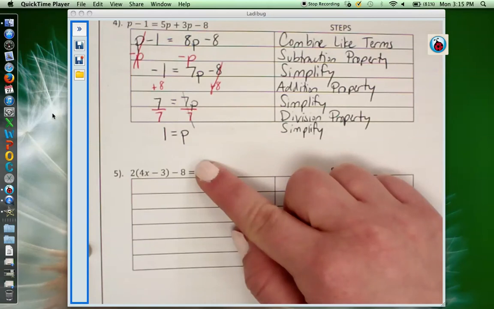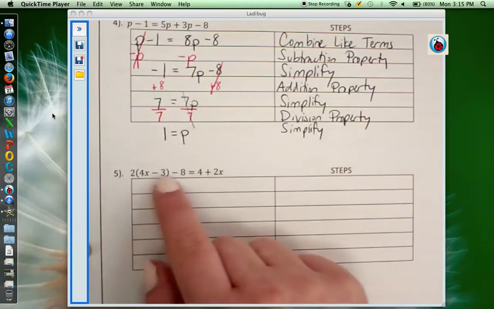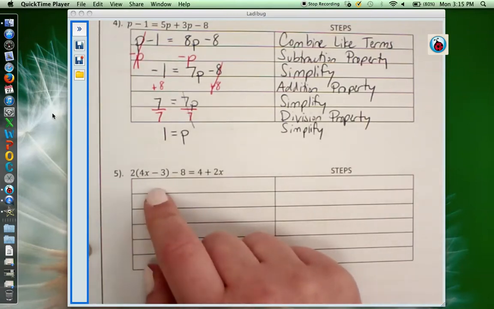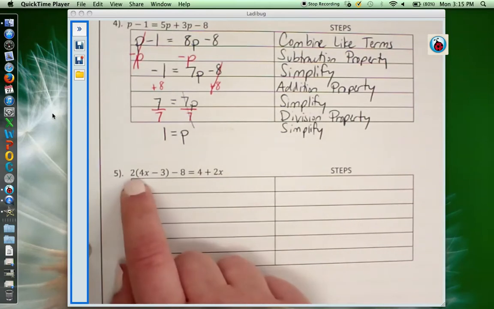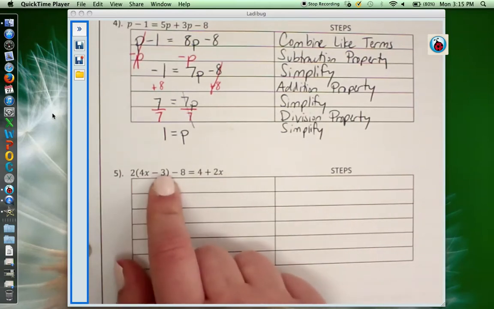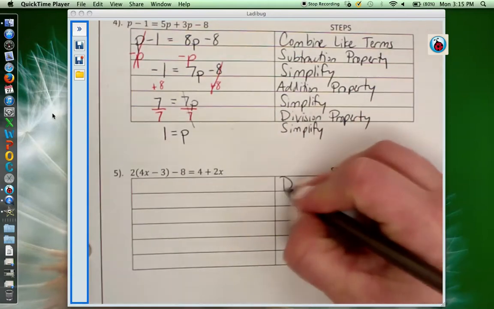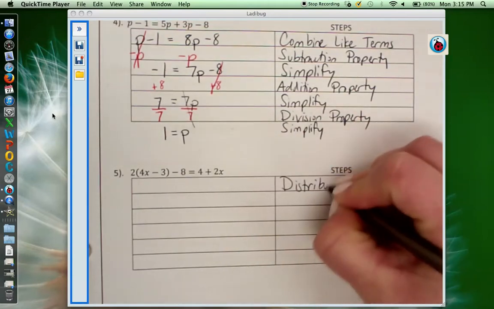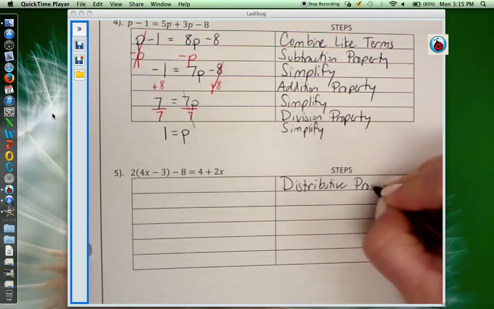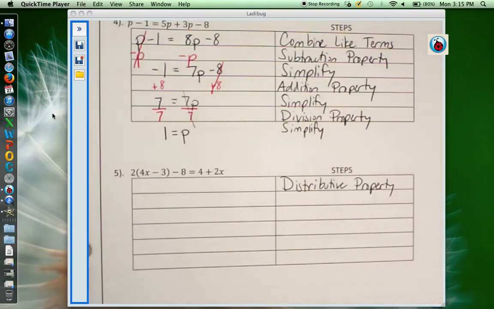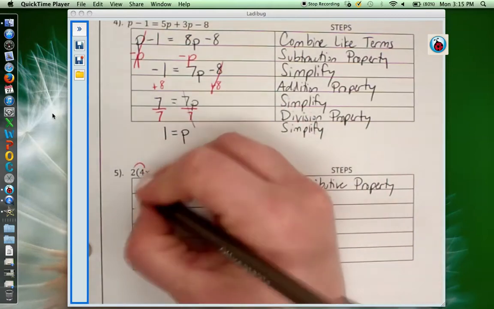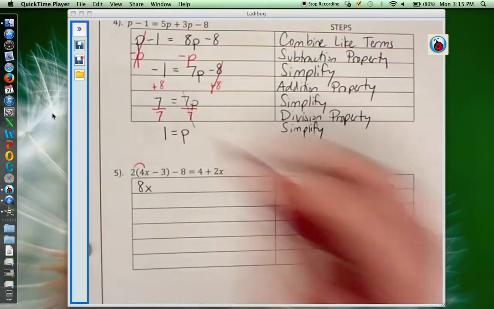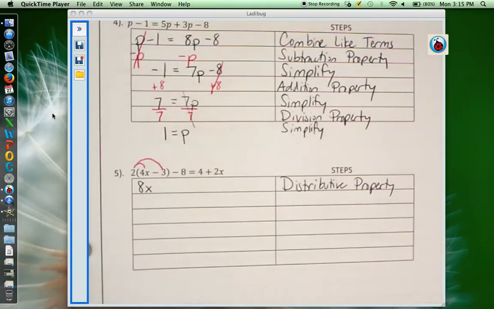I see 2 times parentheses 4x minus 3. Think about what could we do to simplify these parentheses. If you're thinking distributive property, I think you're right. I can distribute this 2 times 4x and 2 times minus 3. So let's do that. I'm going to use distributive property. I'm going to distribute 2 times 4x, which is 8x. And I'm going to distribute 2 times minus 3, which is minus 6.